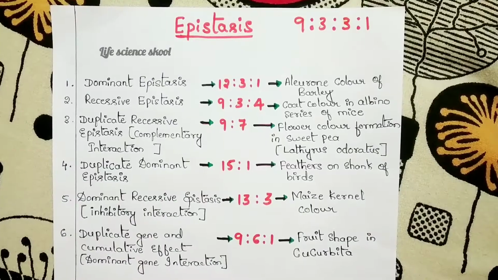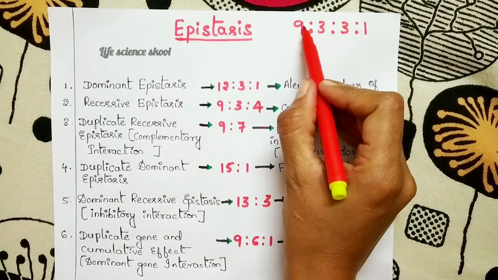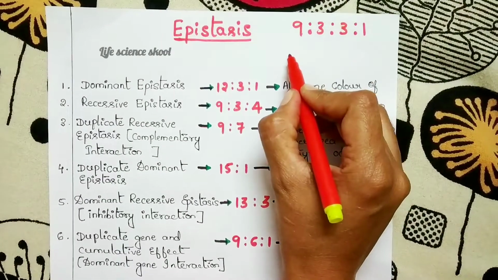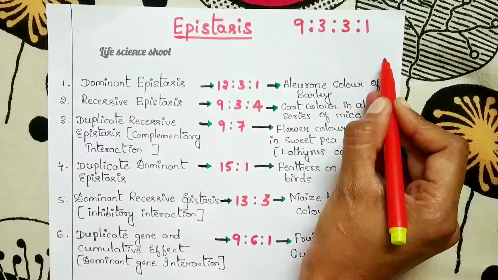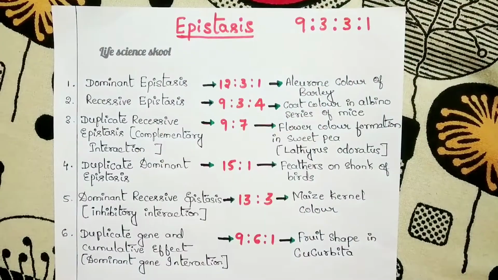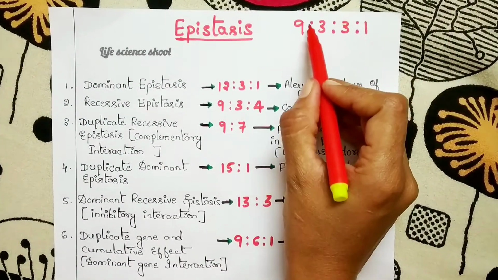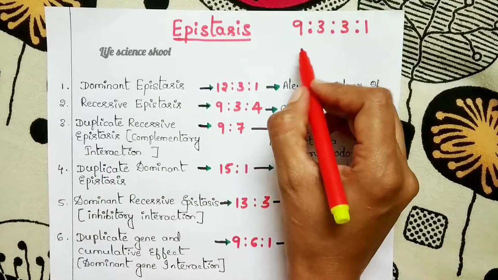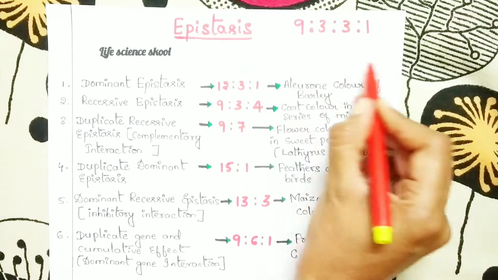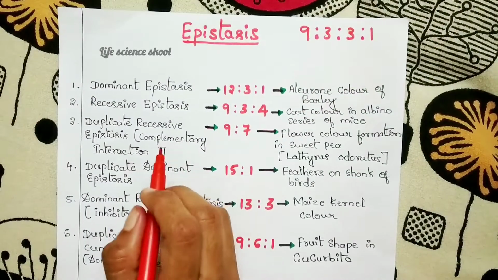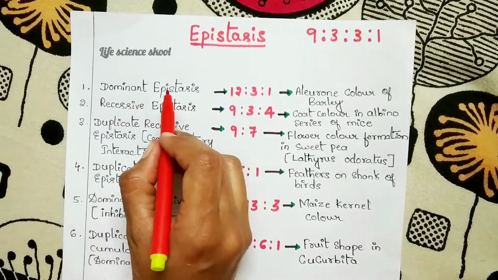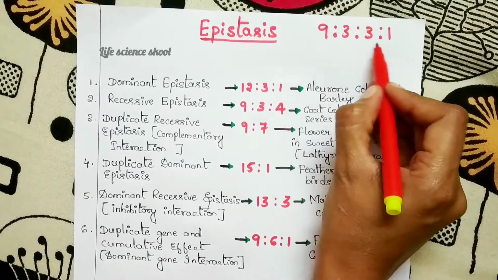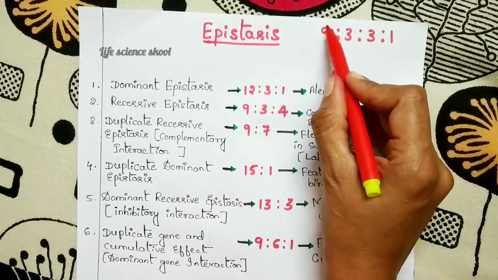You can look at the dihybrid test cross. We know the Mendelian dihybrid cross, and the phenotypic ratio is 9 is to 3 is to 3 is to 1. That is the dihybrid test cross phenotypic ratio. And here in epistasis, if you take the first one, dominant epistasis, the ratio is 12 is to 3 is to 1.